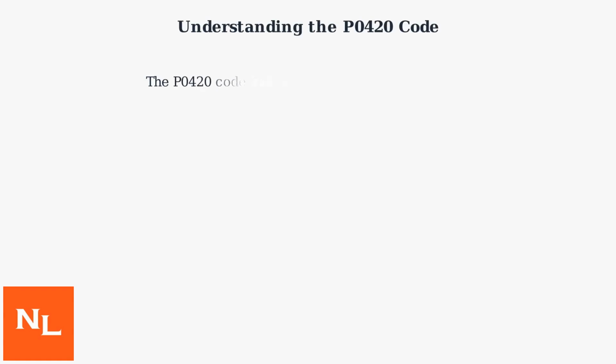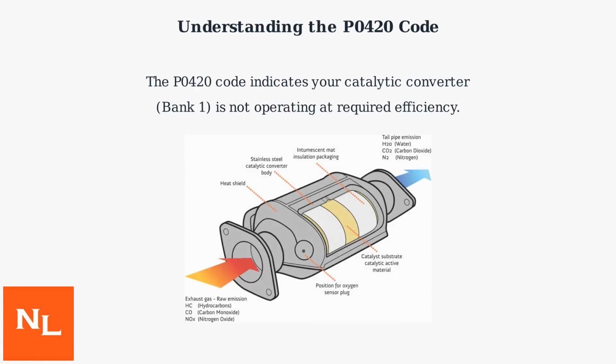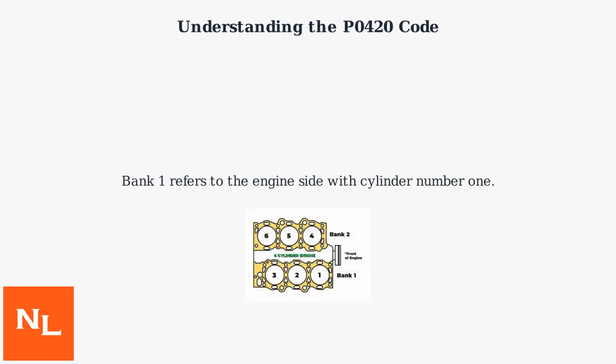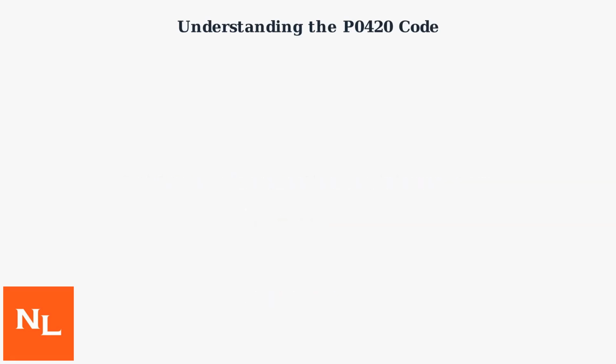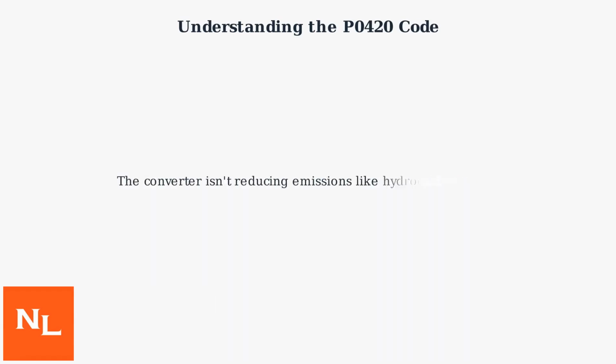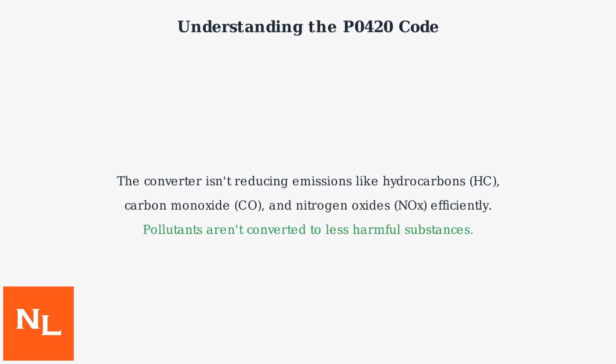The P0420 code indicates that your vehicle's catalytic converter on bank 1 is not operating at the required efficiency. Bank 1 refers to the side of the engine with cylinder number 1. The engine control module detects that the converter isn't effectively reducing harmful emissions like hydrocarbons, carbon monoxide, and nitrogen oxides.